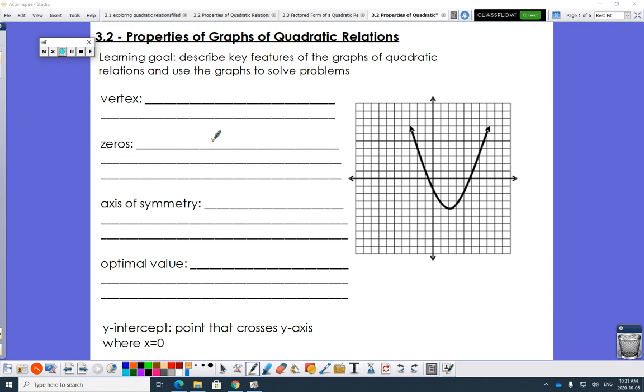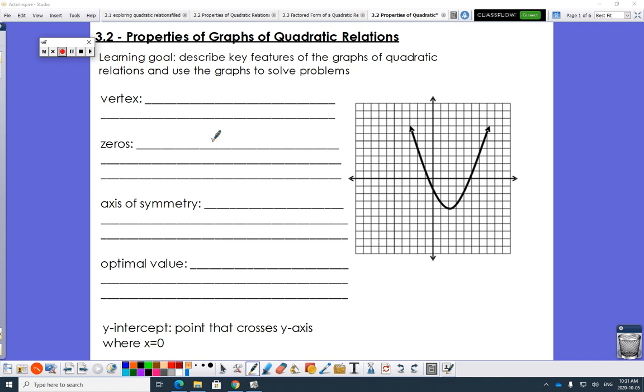Okay, so 3.2 is another look at parabolas. So, like I said, we're going to look for the same features in a parabola in different ways. So we're going to continue with standard form here, and then when we get to factored form in 3.3, and then we'll move towards vertex form once you guys can complete the square, okay?